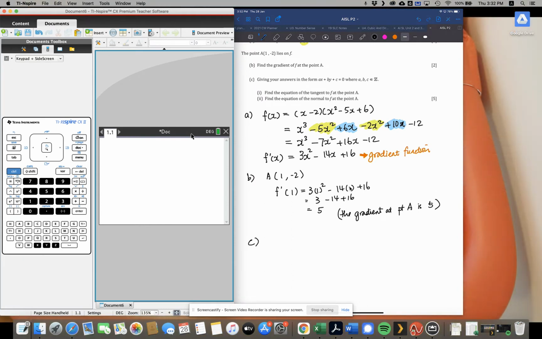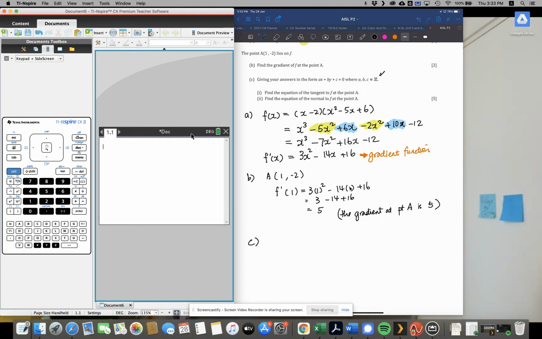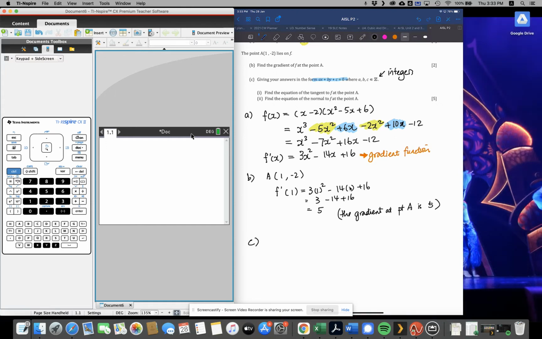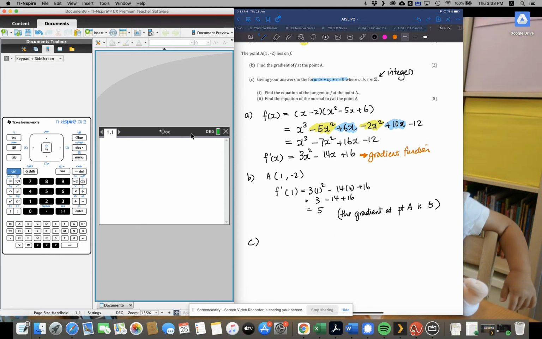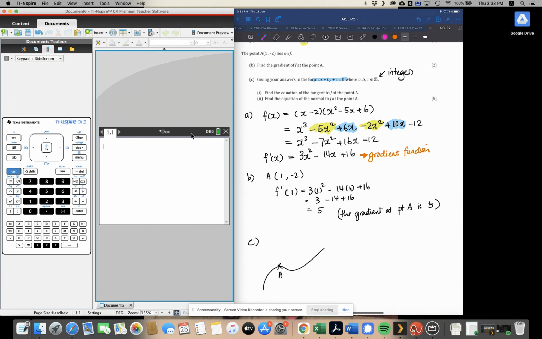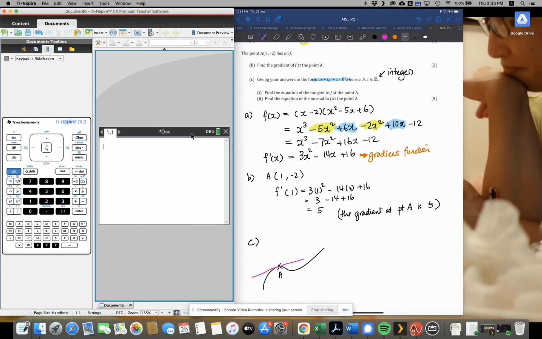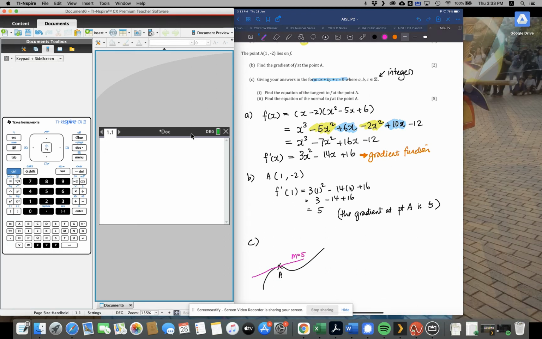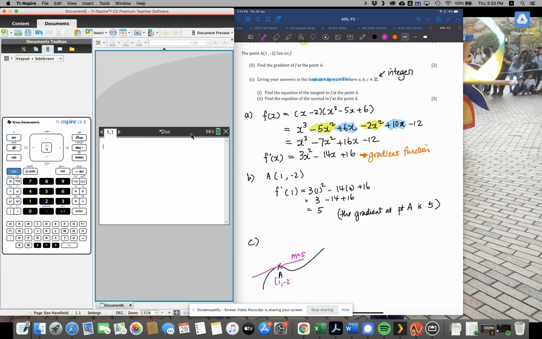Give your answer in the form ax plus by plus c equals 0, where a, b, c are integers. Whole numbers, positive, negative whole numbers. And you must give it in this form. Now the gradient of the tangent at the point. So if you have some sort of function and then you have a point A there, the tangent is the one that is just touching that point. That's the tangent. So it has a gradient of 5, passing through the point 1, negative 2.